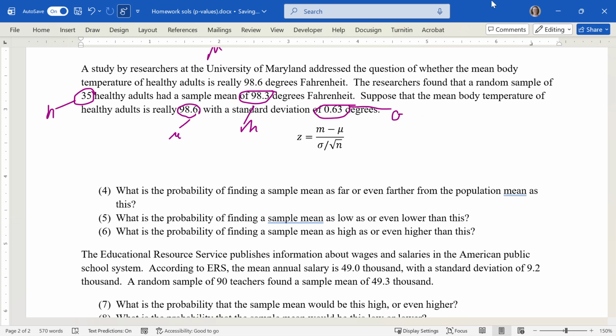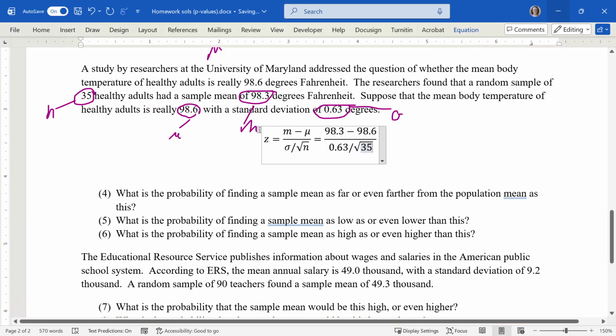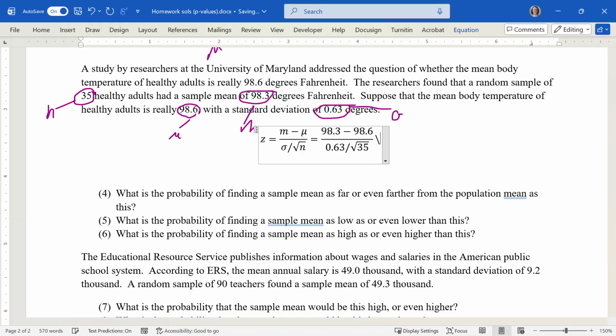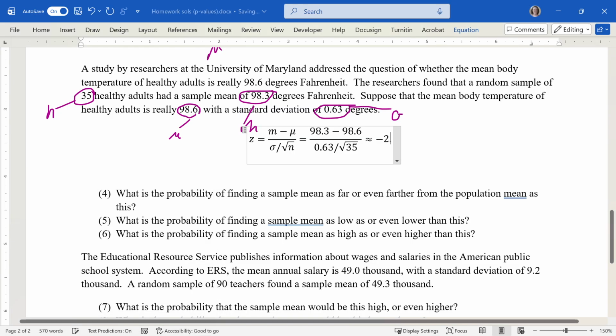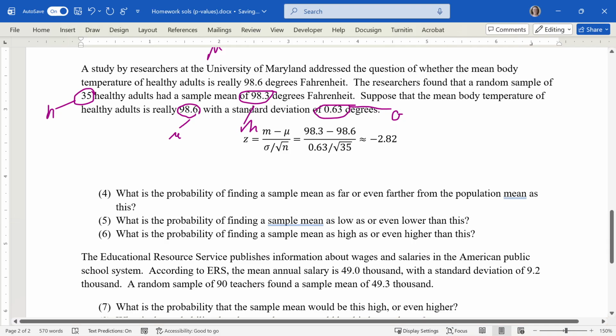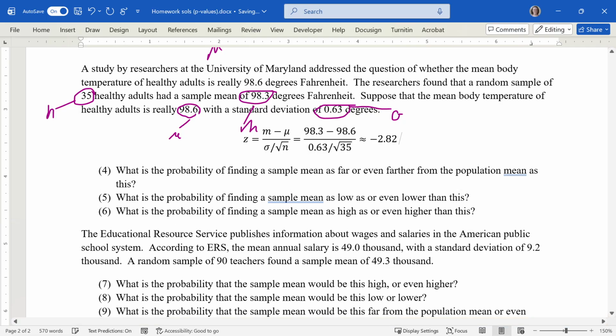Okay, so now we have all the values, we can plug them into the z formula. Okay, so this is what it looks like when I plug them in. And now I'm going to put this into a calculator, and I'm going to round it to 2 places like I always do my z-scores. So I'm getting negative 2.82. Right, that's a pretty small z-score, but pretty far out there.